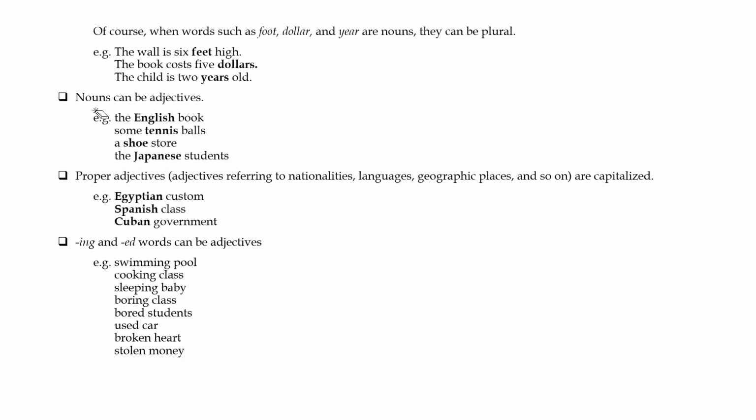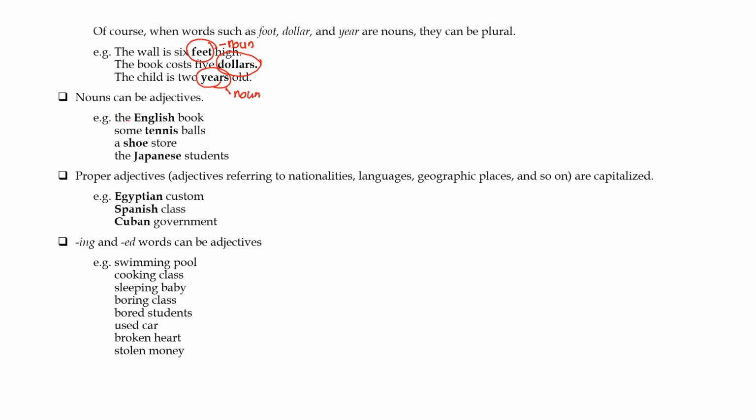Of course, when words such as foot, dollar, and year are nouns, they can be plural. Like, the wall is 6 feet high, because feet in this case functions as a noun, so it can be a plural noun. The book costs $5. This is also a noun. The child is 2 years old. This is also a noun.